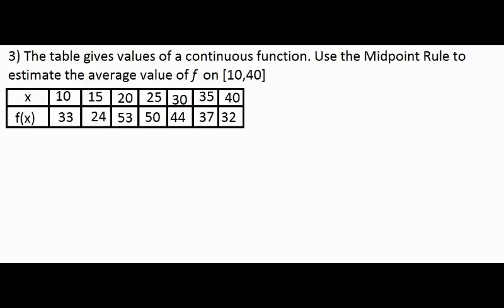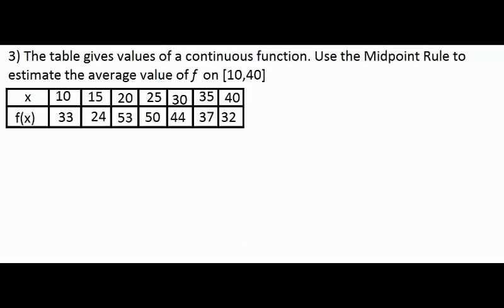For our next problem, it gives us a table, and it says the table gives values of a continuous function, and to use the midpoint rule to estimate the average value of f on 10 to 40. It gives us a table with x values of 10, 15, 20, 25, 30, 35, 40, and f of x values of 33, 24, 53, 50, 44, 37, 32 respectively.